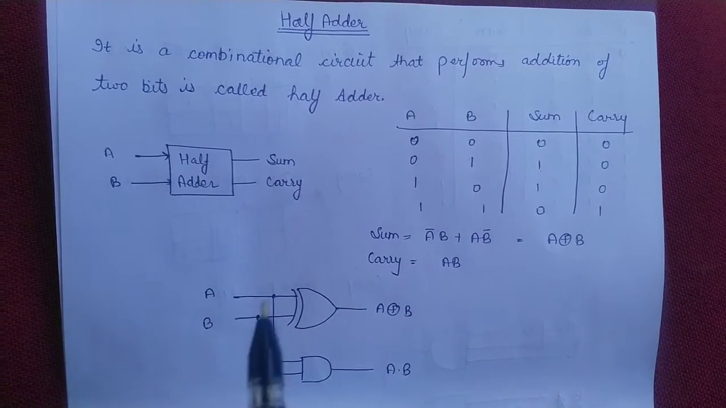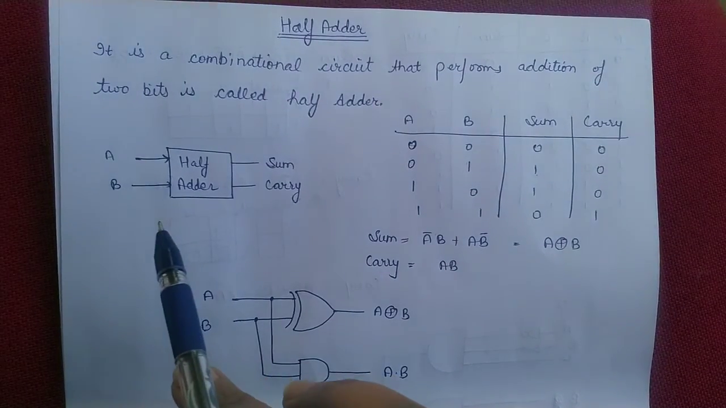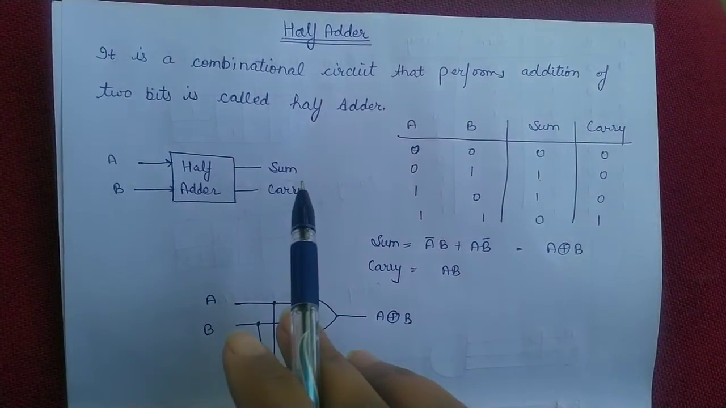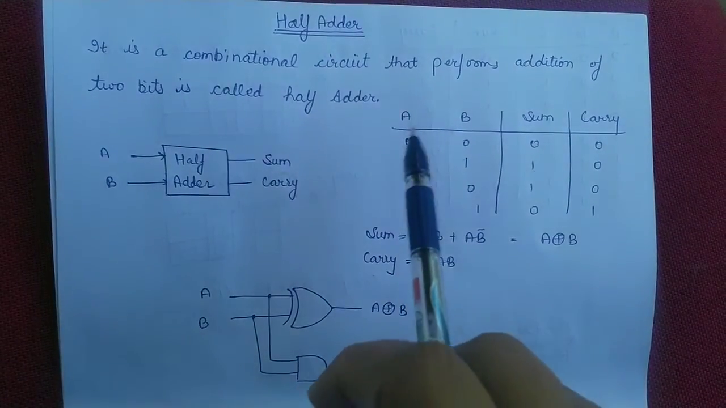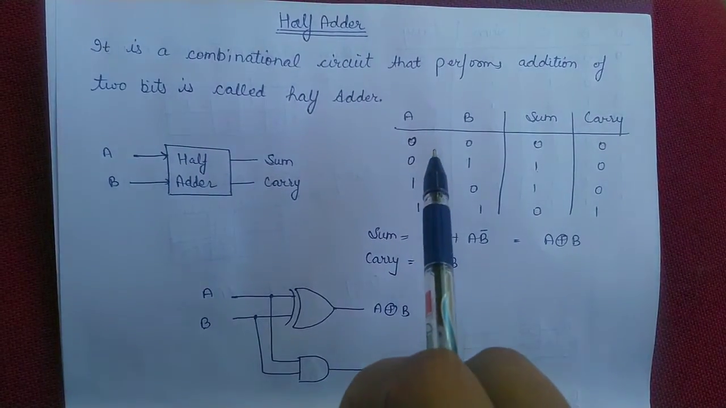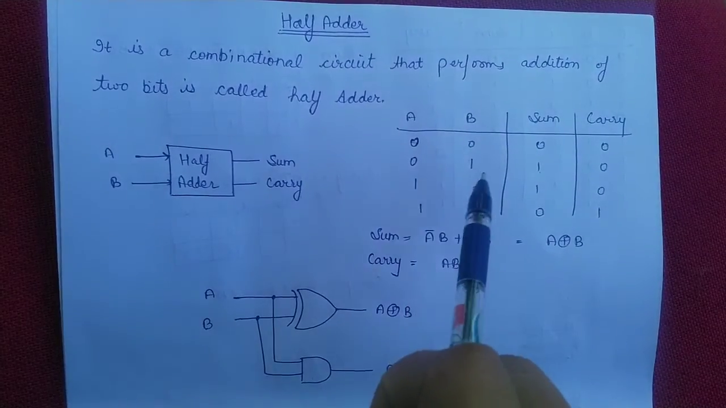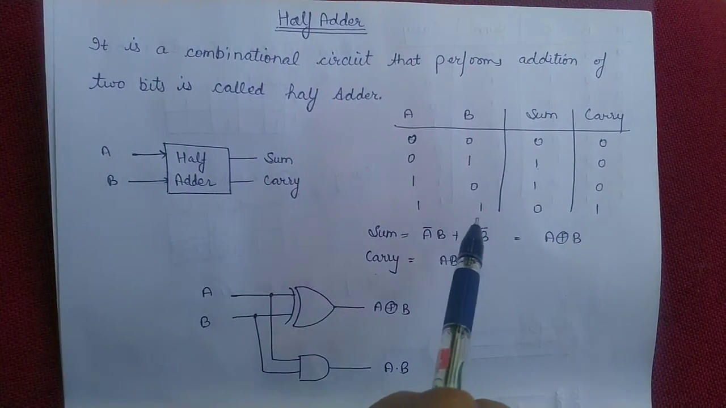This is the block diagram for the half adder. A and B are the two inputs and it will give us sum and carry. If we talk about the possible combinations of A and B, there are four possible combinations of bits: 0 0, 0 1, 1 0, and 1 1.